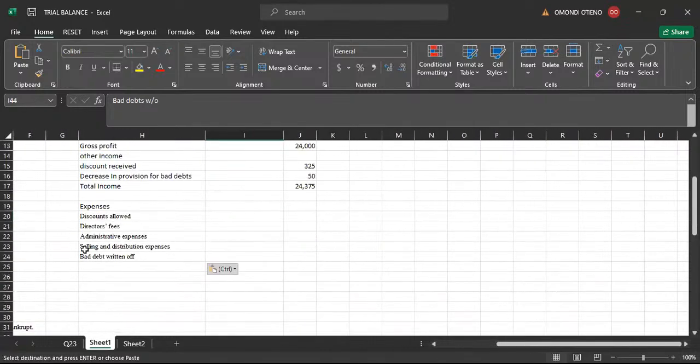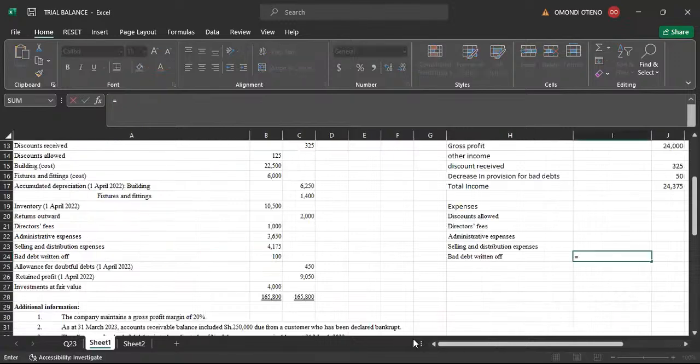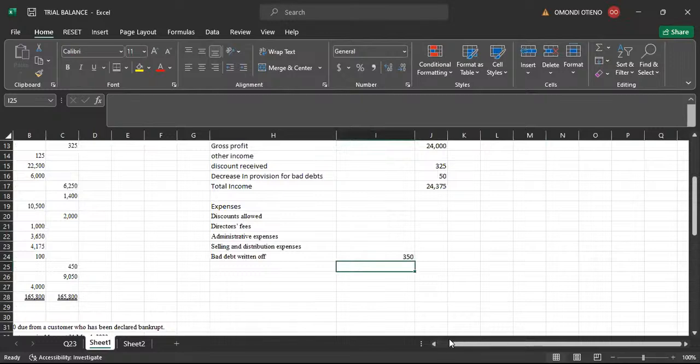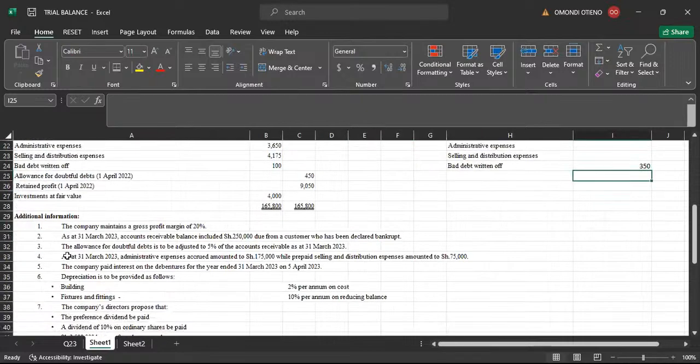as we are going to deal with it up here, bad debts written off, we will simply take what we already have at the beginning of the period, then we add to the 250, which has been increased in the current year. So we've now dealt with the bad debts written off of the customer who has been declared bankrupt.